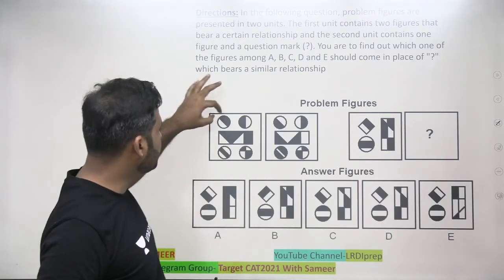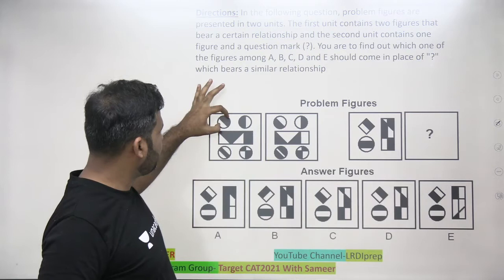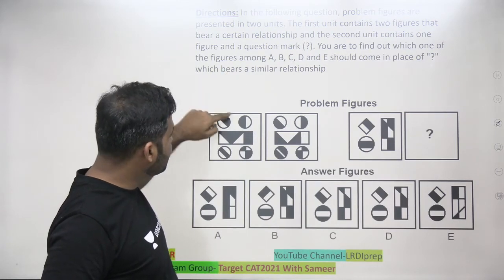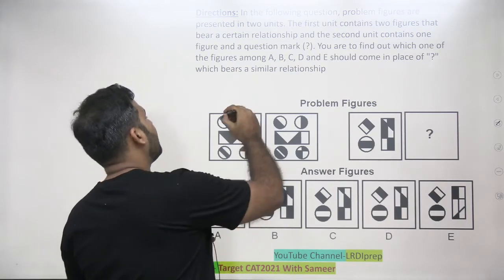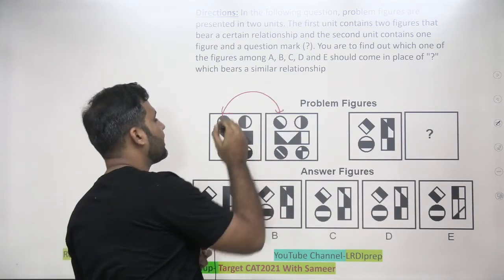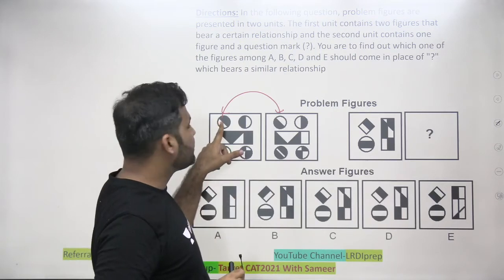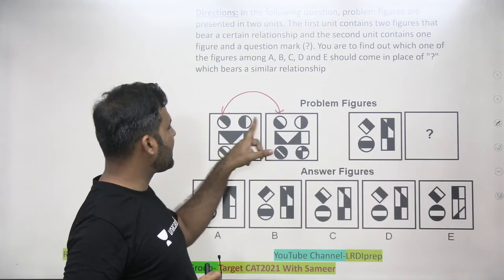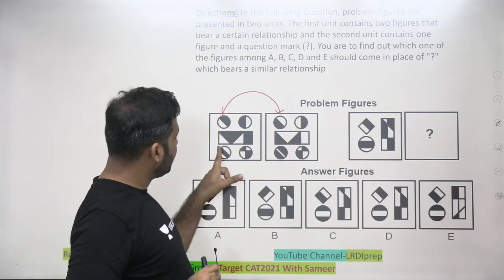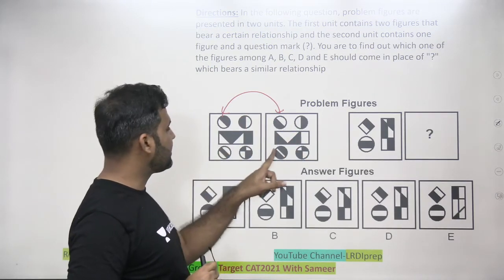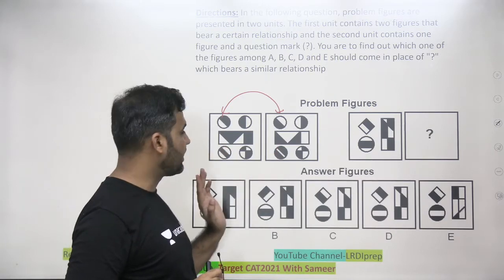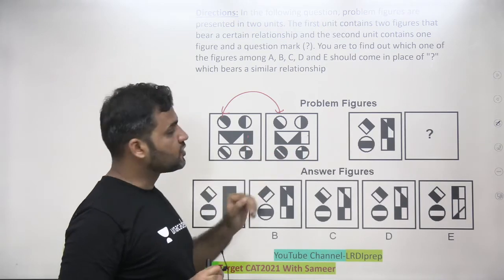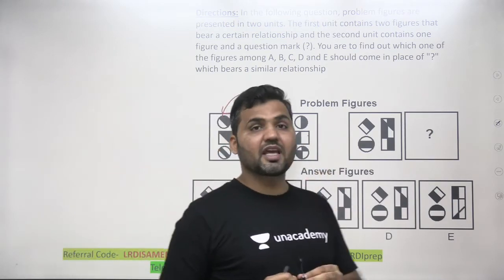What is happening here? Just trying to establish a relationship here. In this complete circle, there are two figures. One is filled and one is blank. If you try to see the relationship between these two figures, this empty part is now becoming filled and the filled part is becoming empty. Same is happening in these two also. The filled part is becoming empty here and the empty part is becoming filled. This was a filled part, so it is empty now. So what you have to do is the filled becomes empty and the empty becomes filled.